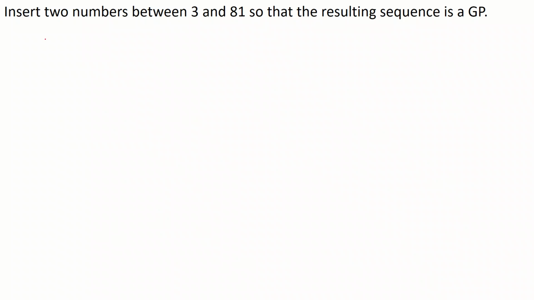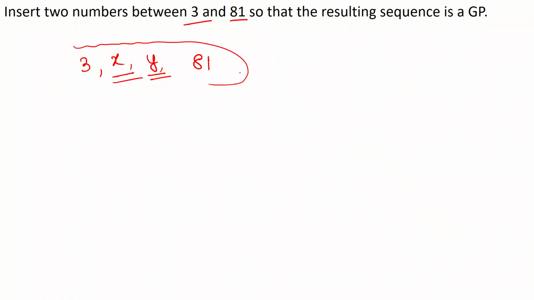So what I want to say is: insert two numbers between 3 and 81. So you are given 3 and 81, and now you want to insert two numbers, say for example x and y. These are actually called the geometric means if all of these four numbers are in GP. All right, so we want to find out such numbers. What are these numbers x and y?